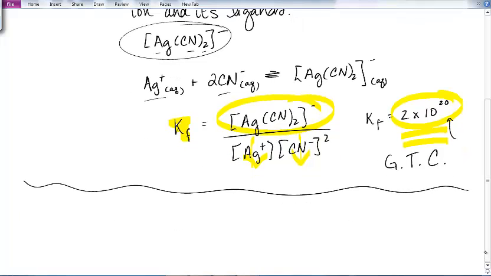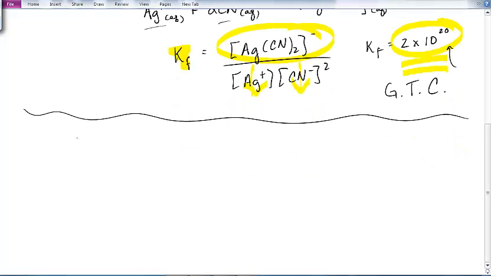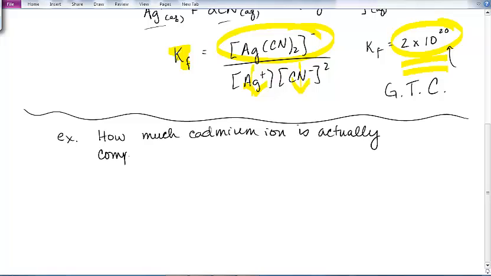So I just want to do one example problem. We're not changing anything. Equilibrium has not changed since the last several chapters, but let's just do an example. And here's a question. How much cadmium, actually let's make it how much cadmium ion, because that's really what we're talking about, is actually complexed when dissolved in 0.20 molar cyanide ion solution.